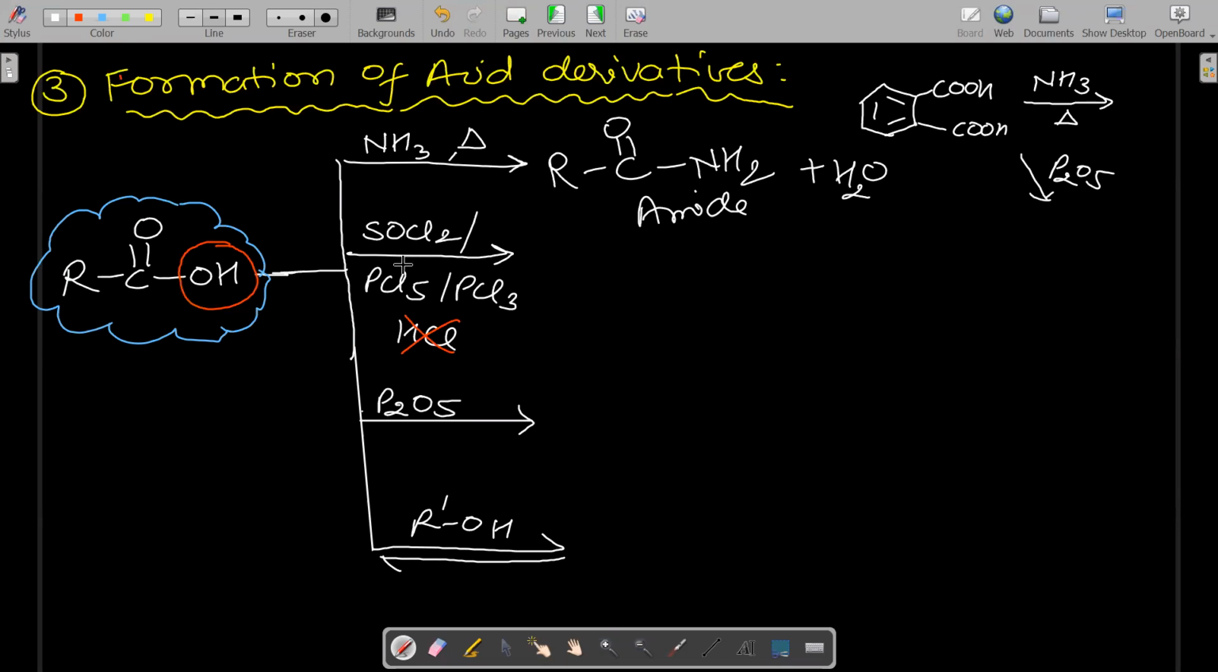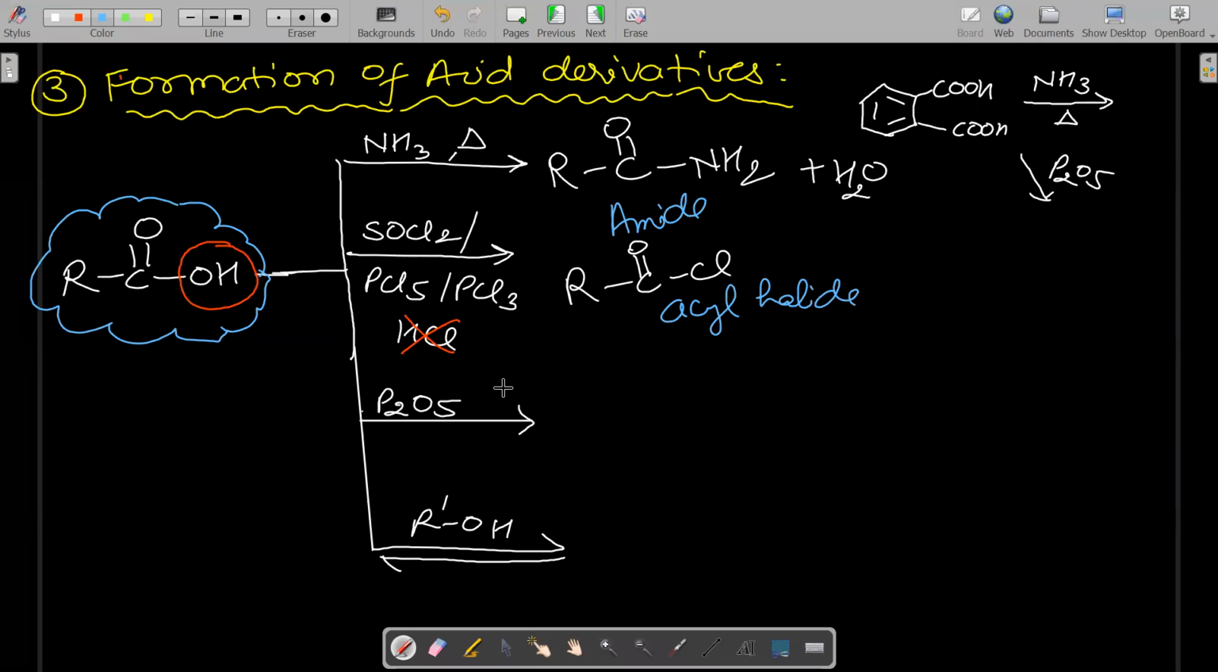Now, in carboxylic acid, if you add SOCl2 or PCl5 or PCl3, OH की जगह क्या group आ जाएगा? What you'll get? Cl. That is acyl halide, right? Okay, so there's a formation of amide. This is amide, and in presence of SOCl2 or PCl5 or PCl3, you get acyl halide.